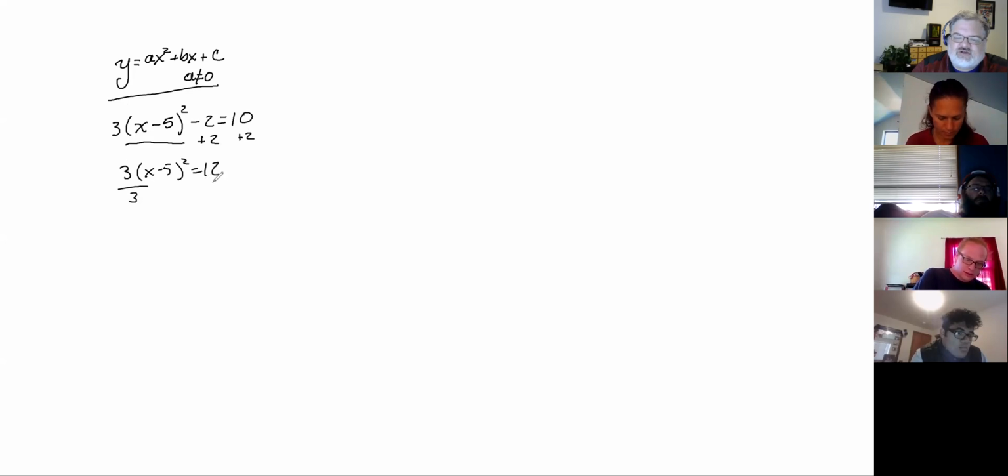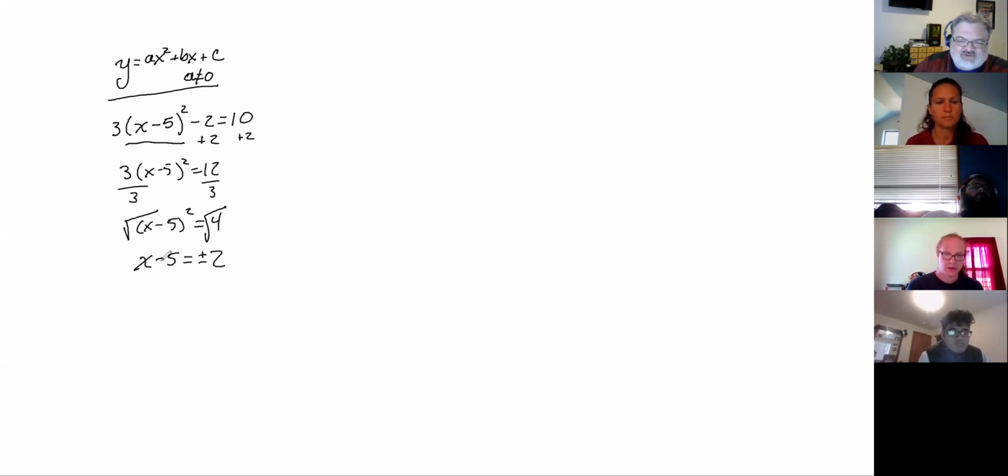Divide off that 3. Oh, that's even a nice 4. X minus 5 squared equals 4. Once we get to the x minus 5 squared, instead of having to FOIL that out and set it equal to 0 and use a whole bunch of other tools, we can get rid of this square just by doing the same thing we did with the x squared equals 9. Take the square root of both sides. We end up with x minus 5 equals plus or minus the square root of 4, which is 2.